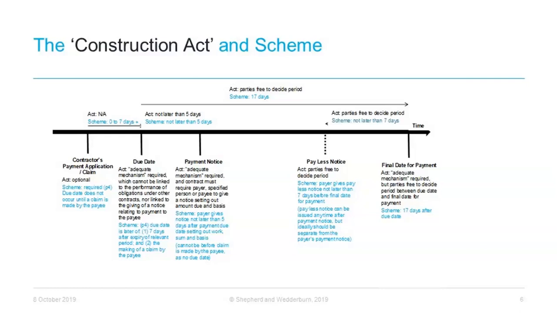This is that the due date for interim payments is the later of 7 days after the expiry of the 28-day cycle or the making of a claim by the payee. For the final payment, the due date is the later of 30 days after completion of the works or the making of a claim by the payee. It is interesting to note that, under the scheme, the due date for either an interim or final payment is dependent on the payee making a claim.